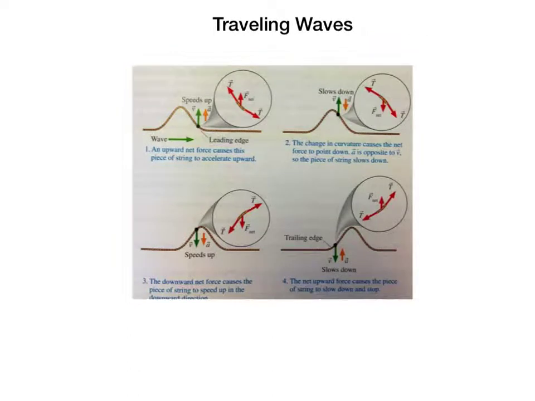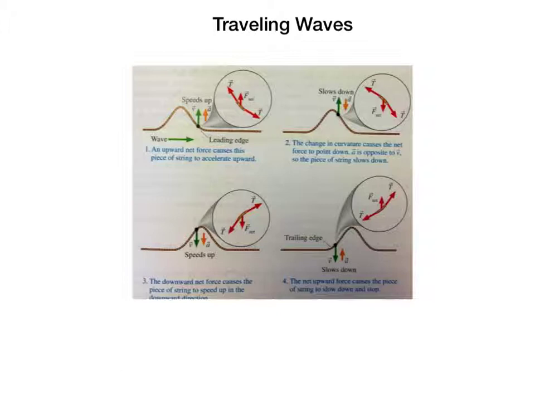So both transverse and longitudinal waves can be considered traveling waves. If you drop a pebble into a pond, the waves travel outward. But we want to know how that happens. How does a mechanical wave travel through a medium?